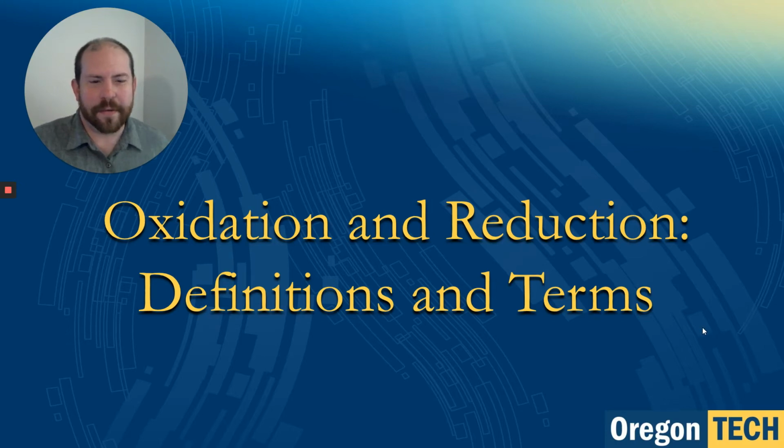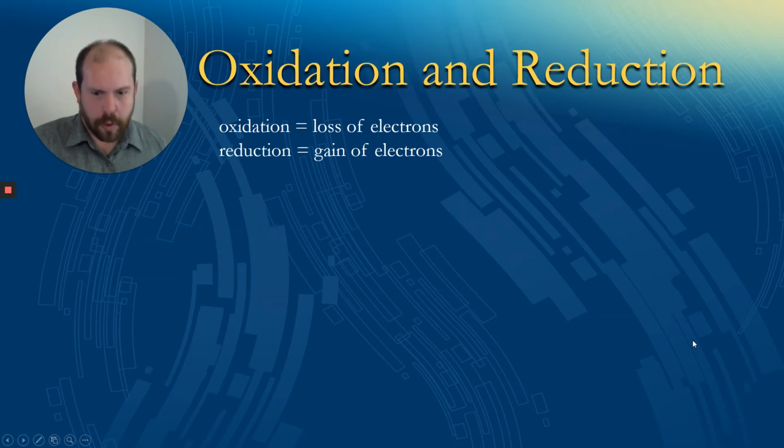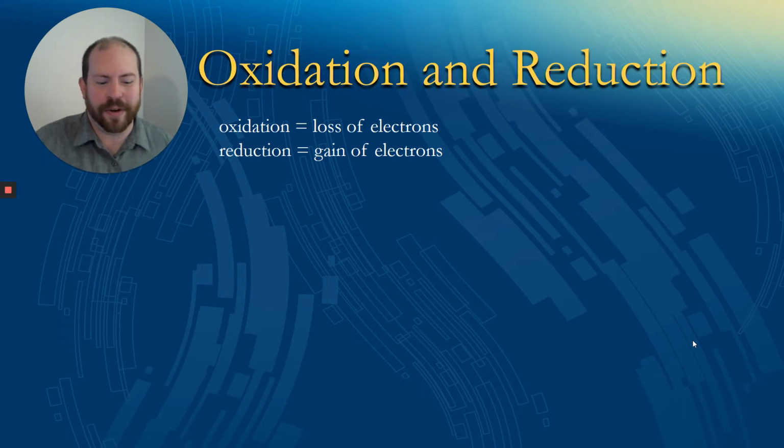I wanted to say a few things about the definitions of oxidation and reduction that aren't always covered everywhere else. So we know that oxidation is the loss of electrons and reduction is the gain of electrons. First of all, I want to acknowledge that these definitions are not necessarily the most intuitive or easy to remember things at first glance.